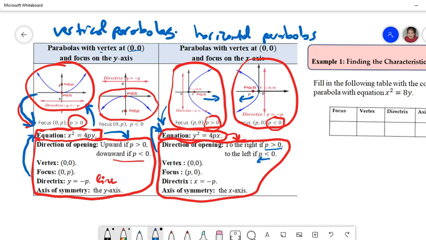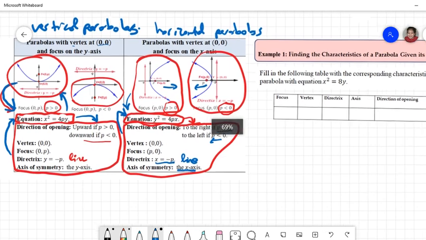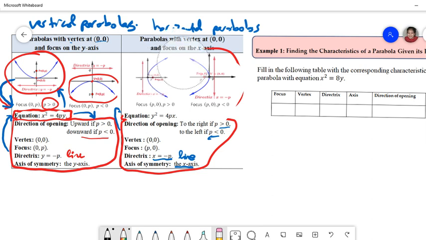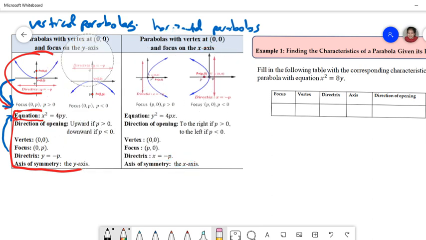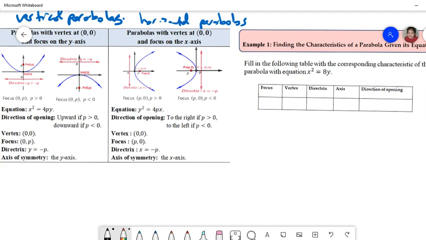So the focus is (p, 0), and the directrix is x equal to negative p line, which means this is a vertical line, as you see. And the axis of symmetry is the x-axis. Now, the important point here is, with the first look, it will not be easy for you to understand, so you should memorize them. For this reason, I will keep the table with us all the time, so that we can refer to the table.